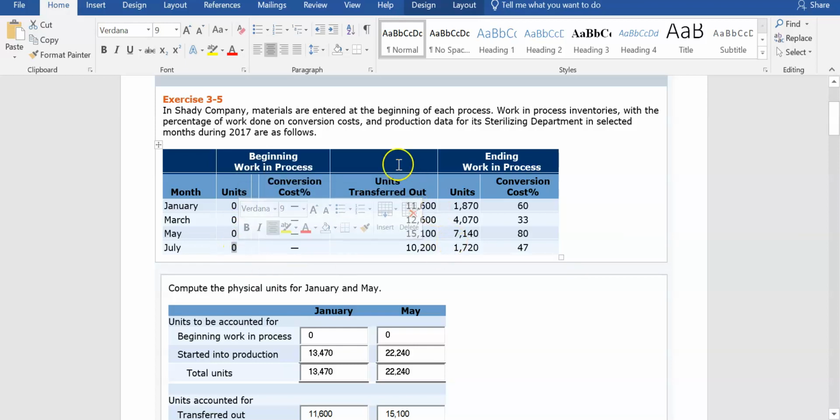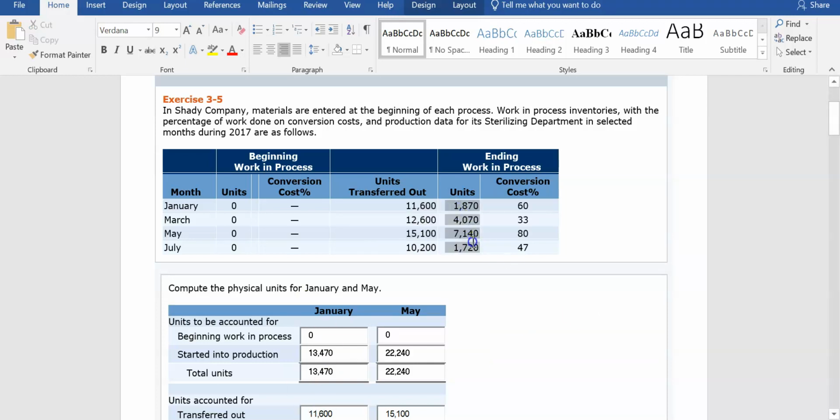Okay. Now for each of these months, these are the number of units that were transferred out. If these units were transferred out of this production department, that means they had to have been entirely complete. They must have had all their materials added to them, and they had all of their conversion costs. And conversion costs are the labor and overhead, the direct labor and manufacturing overhead combined.